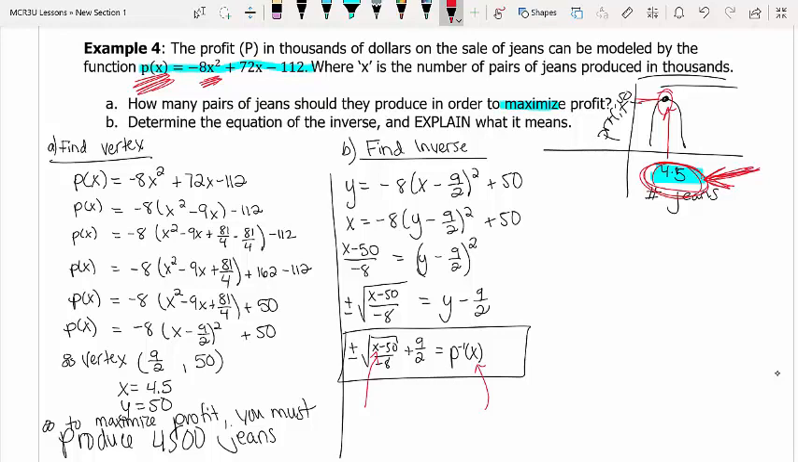So if I said, I want to make a profit of $1,000 one day, how many jeans do I need to produce? I would want to use my inverse function. I'd plug in 1,000 for x, and then it would output the number of jeans I need to produce in order to make that $1,000 profit.